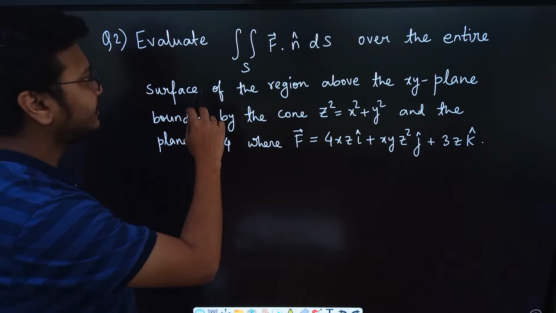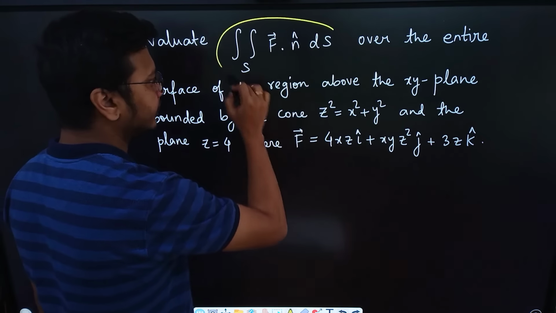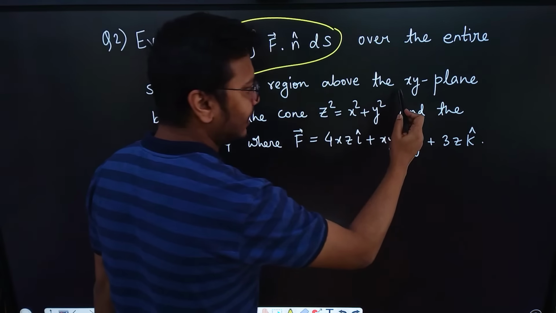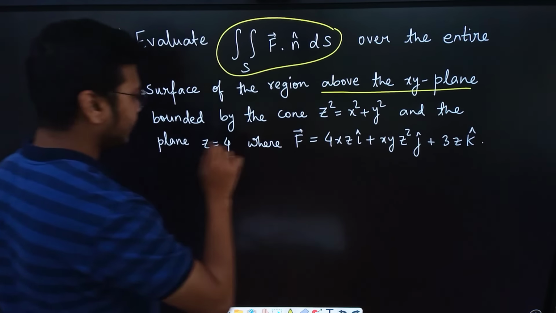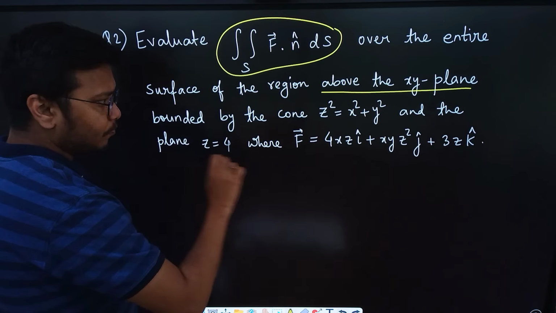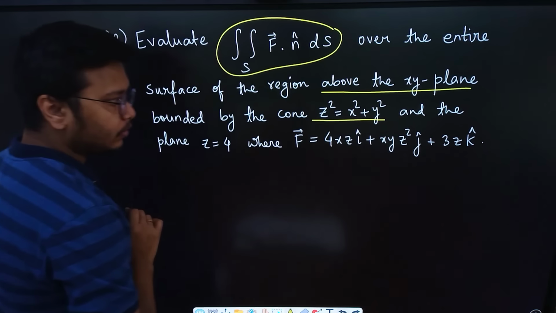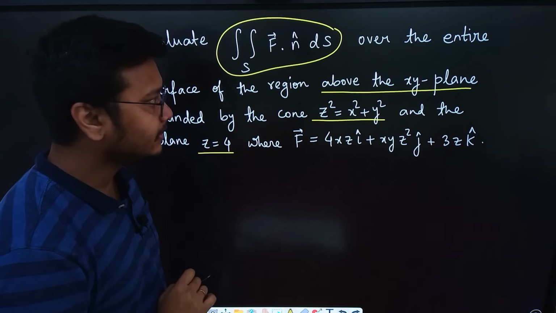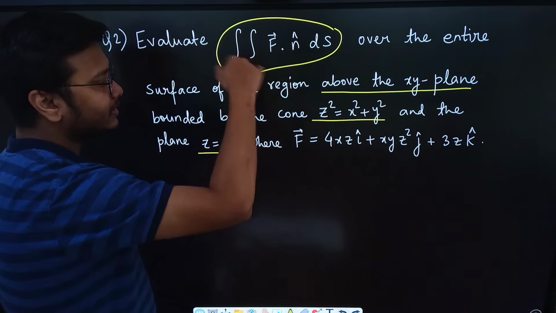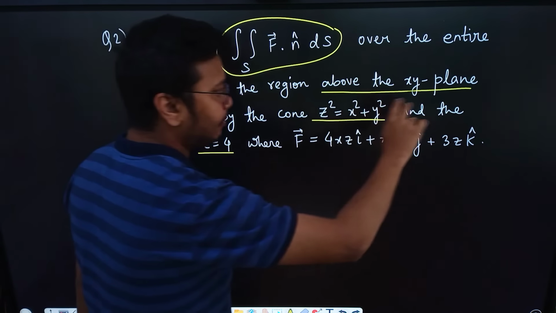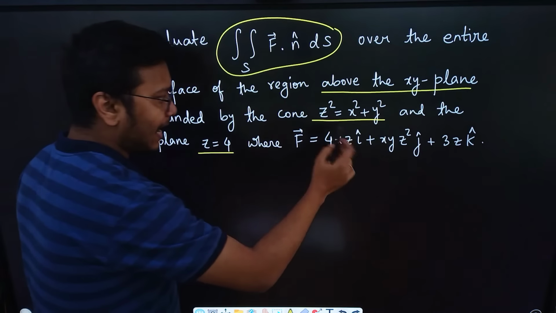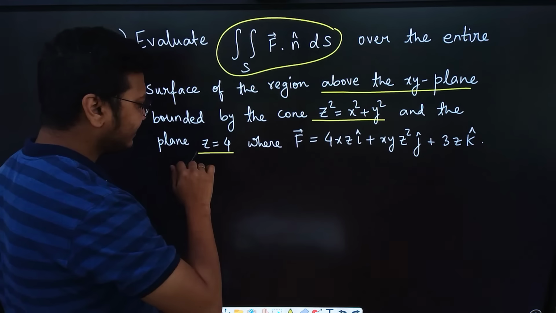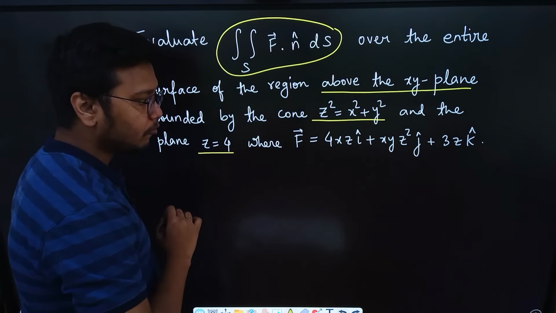Now in this problem, it's saying that evaluate this over the entire surface of the region bounded above the xy plane by the cone z square equals x square plus y square and the plane z equals 4. Now what does that mean? I have to find out this integral which is above the xy plane, and the surface is the cone and it is bounded by the z equals 4 plane.